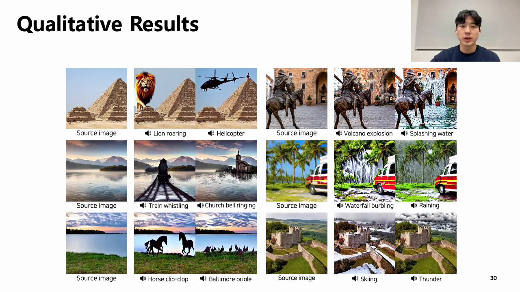Here we first show the qualitative results of our proposed SoundBrush. As demonstrated, given a source image, our model can successfully insert a sounding object or manipulate the overall scene to match the input sound. For example, given the source image of a pyramid, we can insert a lion with the sound of lion roaring, or we can insert a helicopter into the same scene with the sound of helicopter.